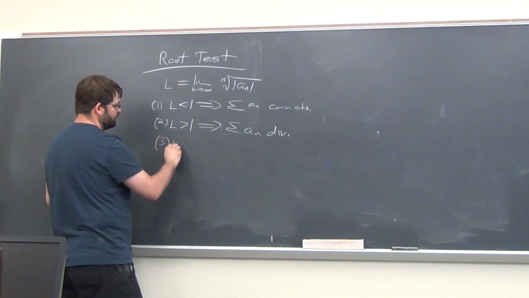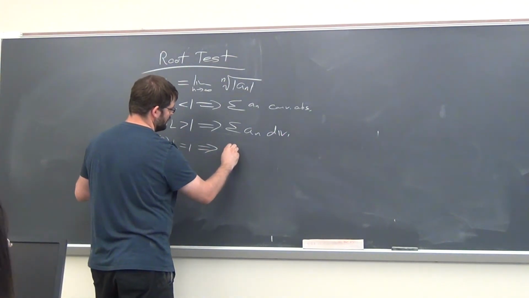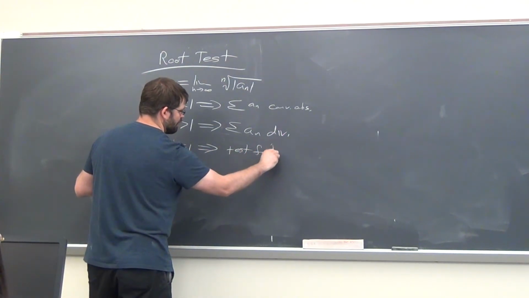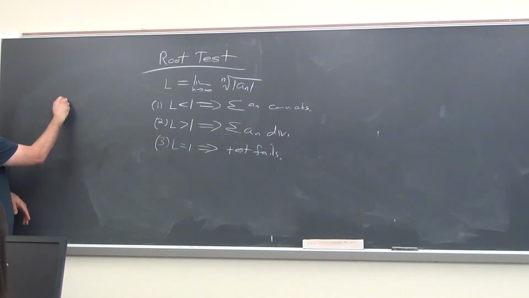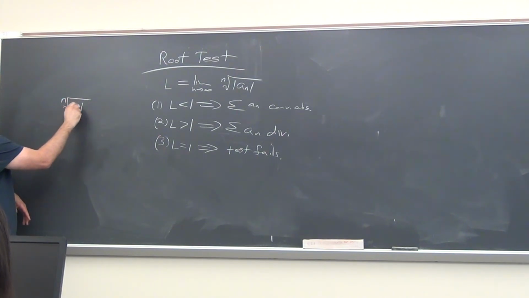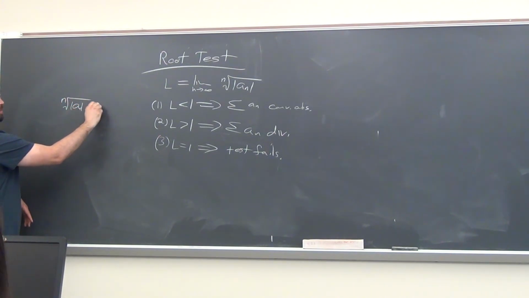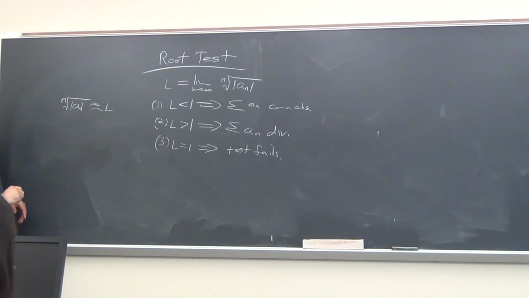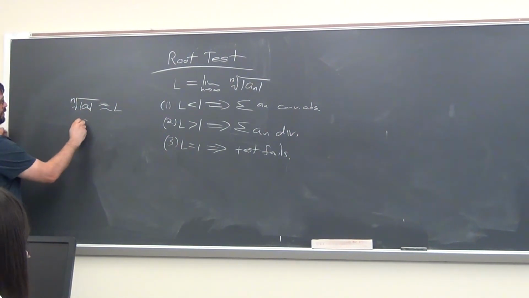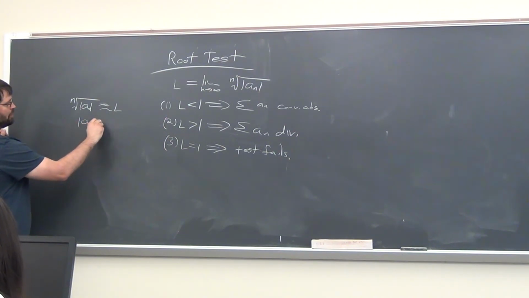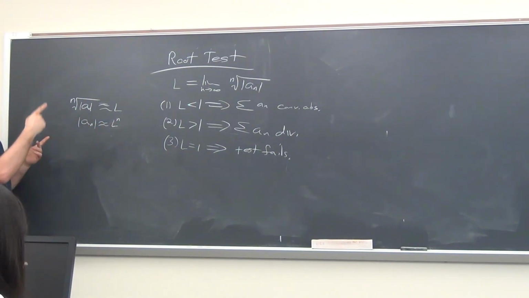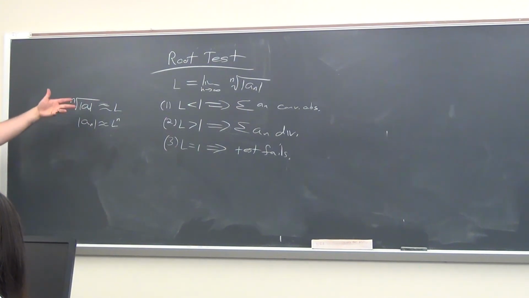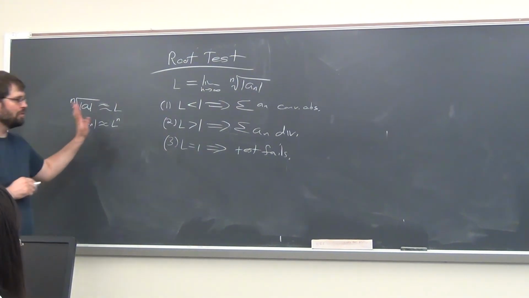and L equal to 1. And I'll just say this too, right? If you think about this one for a second, when n gets big, this gets really close to L. Take the nth root of both sides. A sub n gets really close to L to the n. So if L is less than 1, you're going to have a geometric series here, right? And if L is greater than 1, you'll have divergence. And so it's basically the same proof as the ratio test to prove it.